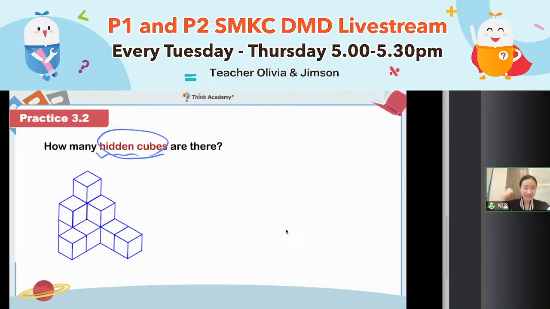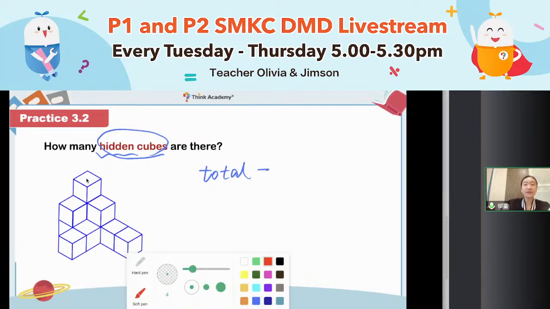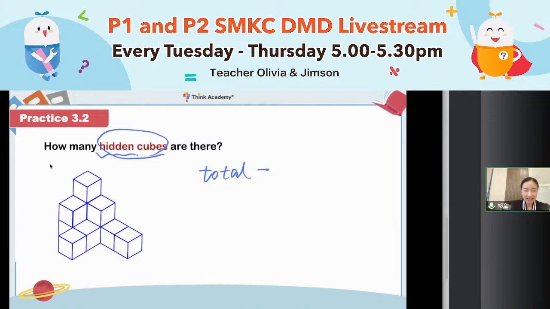Oh, I saw somebody type in the chat box. Very good. Maybe we can try to find how many cubes there are in total, and then minus those you can see easily. So now teacher tries to count them. Somebody typed 3, somebody typed 4. How many cubes can be seen here? Let's start from the top layer, okay?